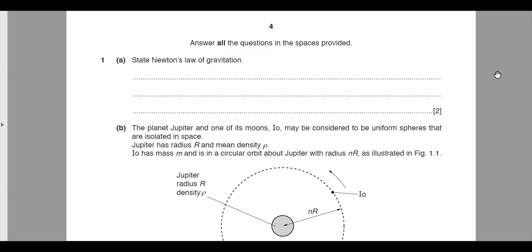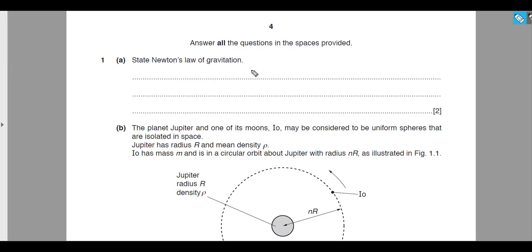In honor of the 411th anniversary of Galileo pointing his telescope to the planet Jupiter and discovering what are now known as the 4 Galilean moons, Europa, Ganymede, Callisto, and Io, we'll be doing a worked example here about the planet Jupiter and one of its moons, Io. But first, let's go ahead and state Newton's law of gravitation.